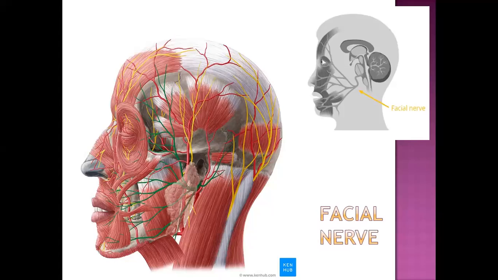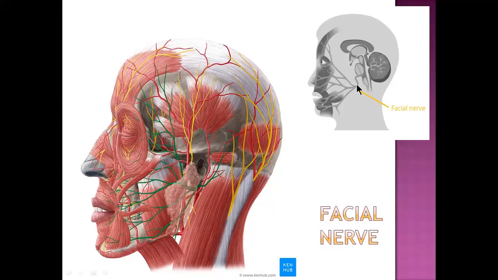Now you see here, these muscles of facial expression are supplied by motor nerves as well as sensory nerves. The motor nerve comes from the facial nerve. So this is the facial nerve you can see. The facial nerve is the seventh cranial nerve. It comes from the cranial cavity, from the brain of course. Then it comes out of the stylomastoid foramen.